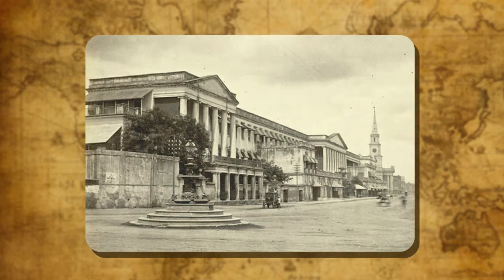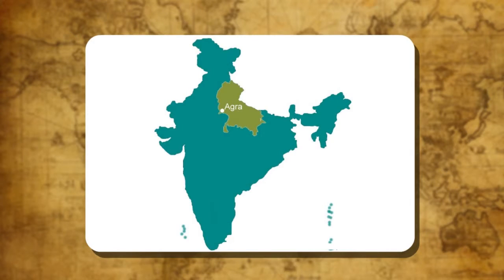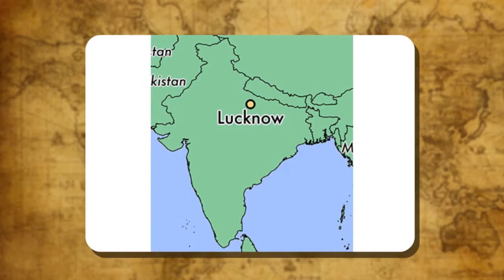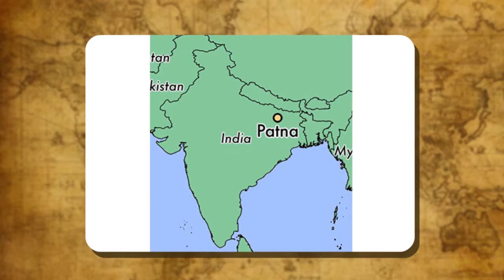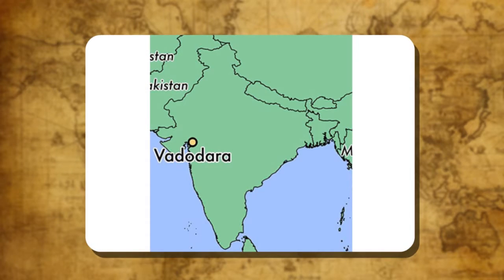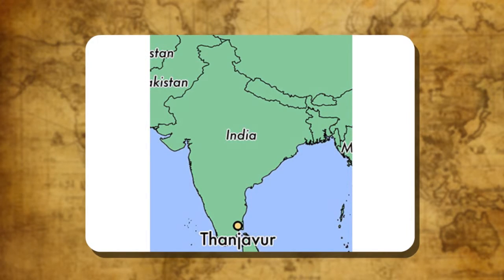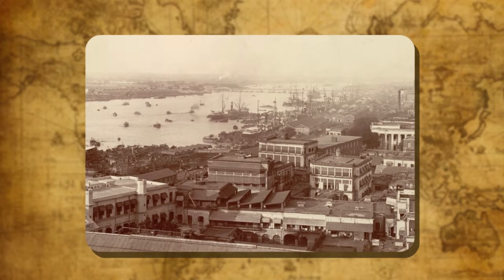A major feature of the early 19th century was the decline of the pre-British cities. Prominent among the cities that lost their former importance were Agra, Delhi, Lucknow, Ahmedabad, Srinagar, Cambay, Patna, Gaya, Baroda, Indore, Tanjore, etc. The urban population of India had declined from 11% in 1800 to 8.7% in 1872.